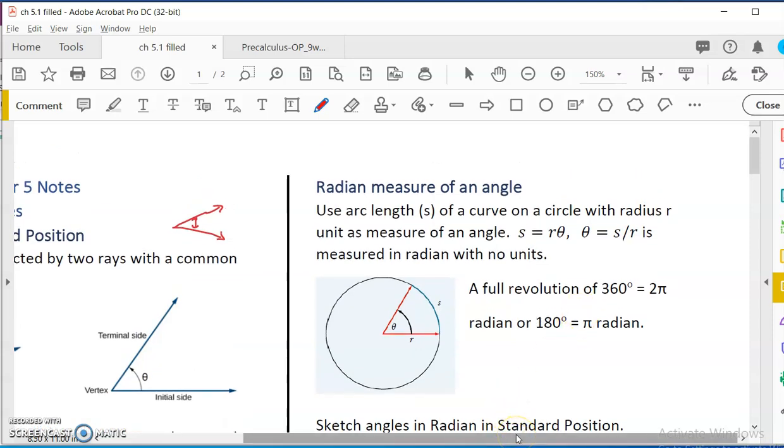The second topic is changing degrees into radians. So we'll look at how we can, instead of using degrees to measure an angle, use radians. And I'll talk about it in the second video.